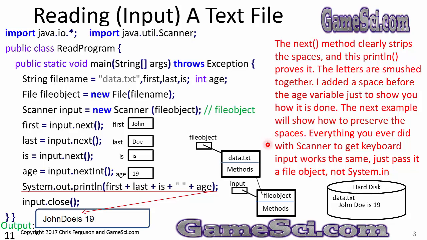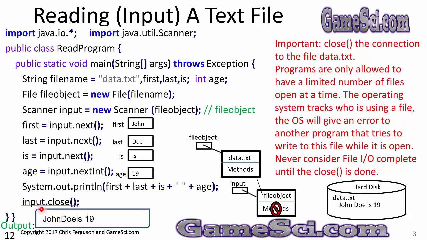Everything you ever did with the scanner to get keyboard input works the same. Just pass it a file object, not System.out. So the moral of this program is we already know how to do file input because we already know how to do keyboard input. And it's done exactly the same except when creating the scanner, we pass it a file object. Notice how all the spaces are crunched out of this. John Doe has no spaces. The next command does not preserve the spaces in the text file.